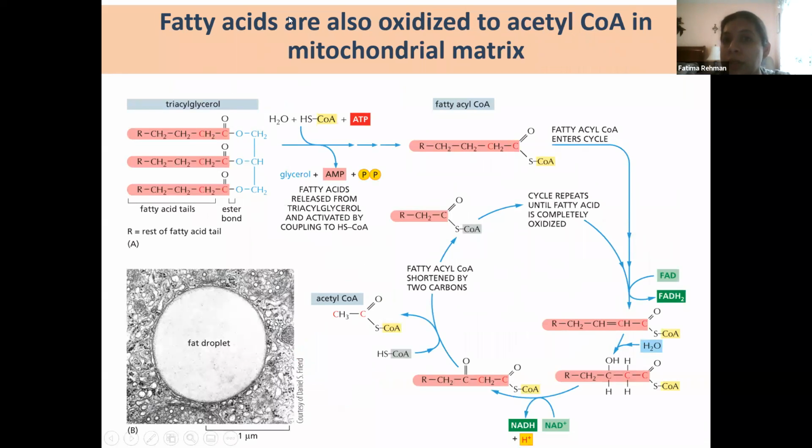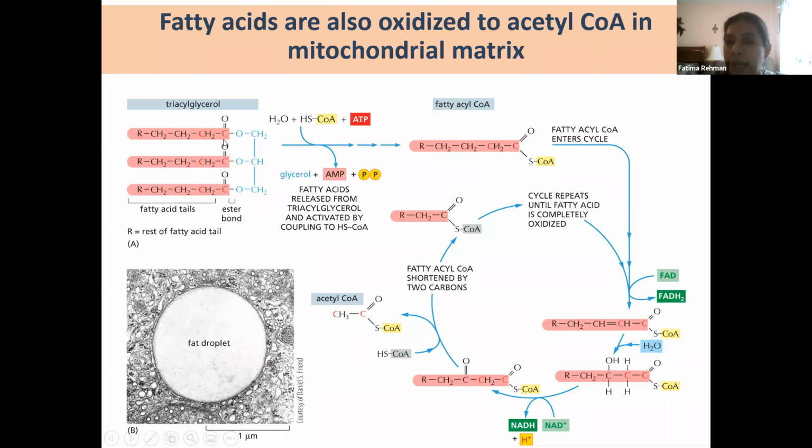Fatty acids are also used in this process to create acetyl-CoA. In this case, again, they first have to be broken down into their individual monomers. So if you have a triacylglycerol, in the first several steps, you will require ATP to break them down to get individual fatty acid chains that can then be activated to coenzyme A to create the acetyl-CoA molecule at the end of the day.